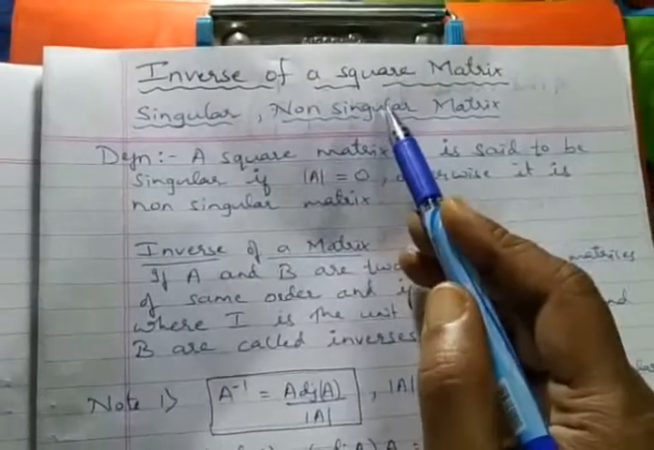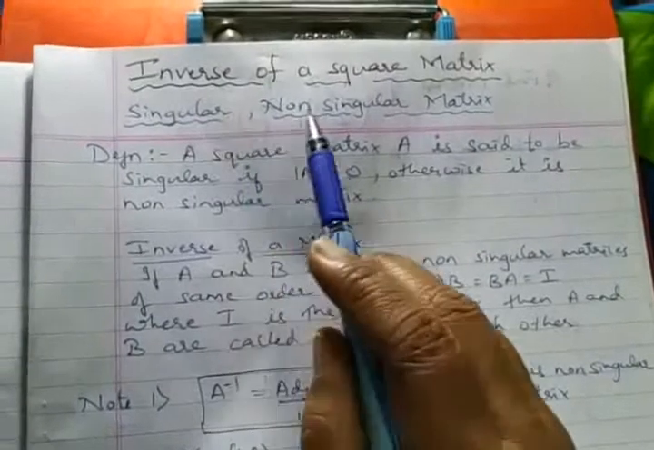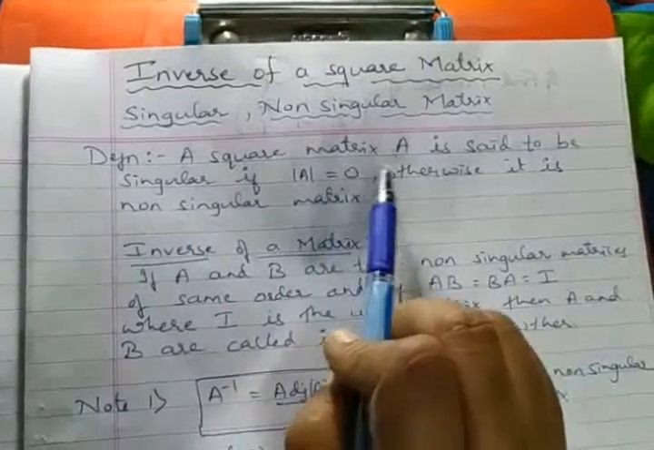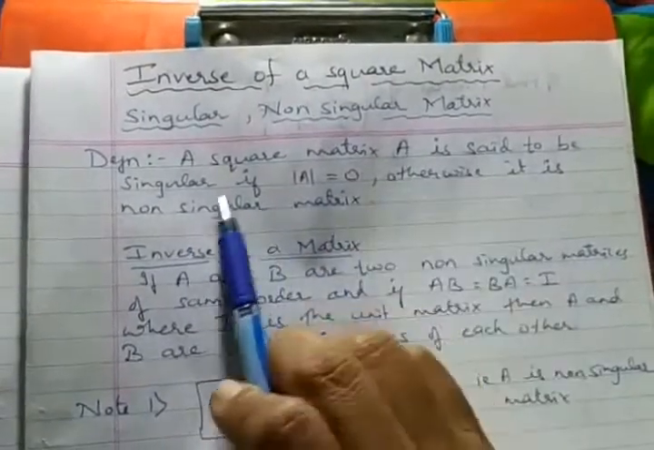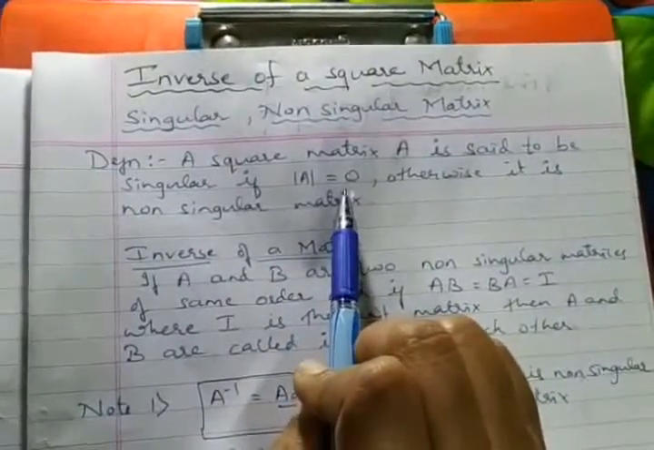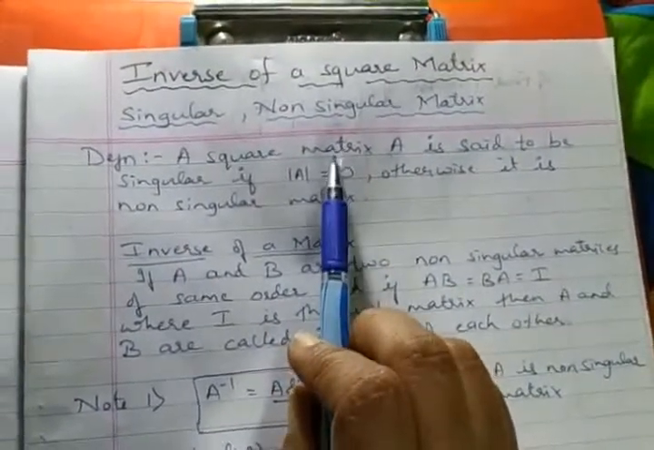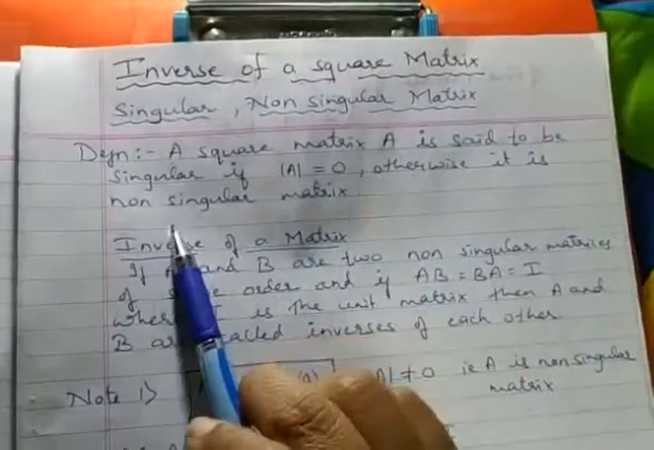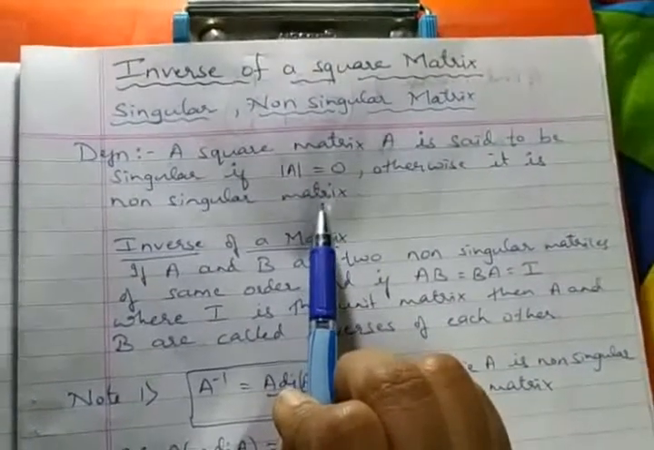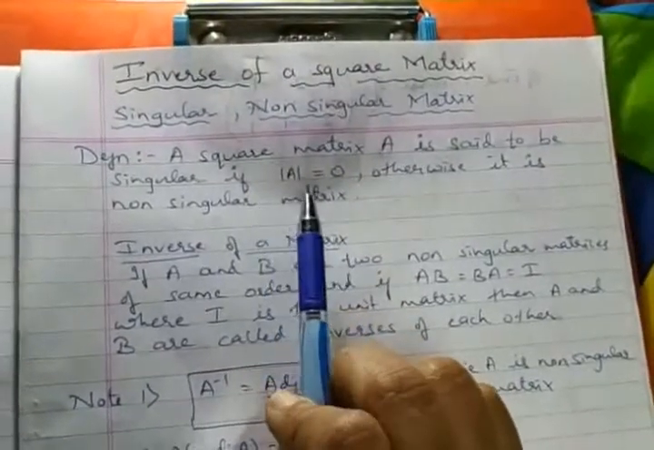Before the definition of inverse of a square matrix, let's first speak about one more new term called singular, as well as non-singular matrix. For singular matrix, the definition says that a square matrix A is said to be singular if its determinant value is 0. If the determinant value of that square matrix comes 0, that matrix itself is called a singular matrix. Otherwise, it is called a non-singular matrix. Henceforth, in our discussion, we are very much interested in non-singular matrices rather than singular matrices.